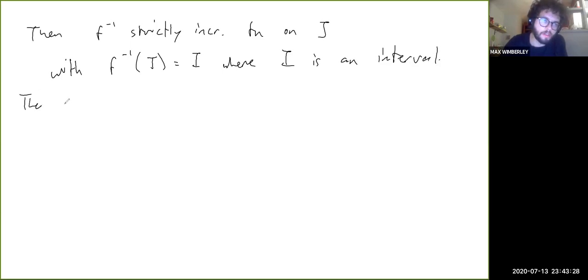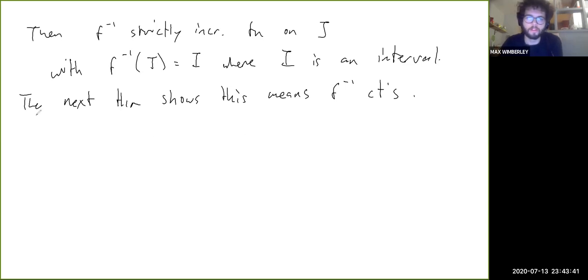The next theorem shows this means f inverse is continuous. Okay, so basically there's another theorem that we'll prove now, which says that if you have a strictly increasing function defined on some interval, and the image of that interval is another interval, then that actually means that the increasing function is continuous.